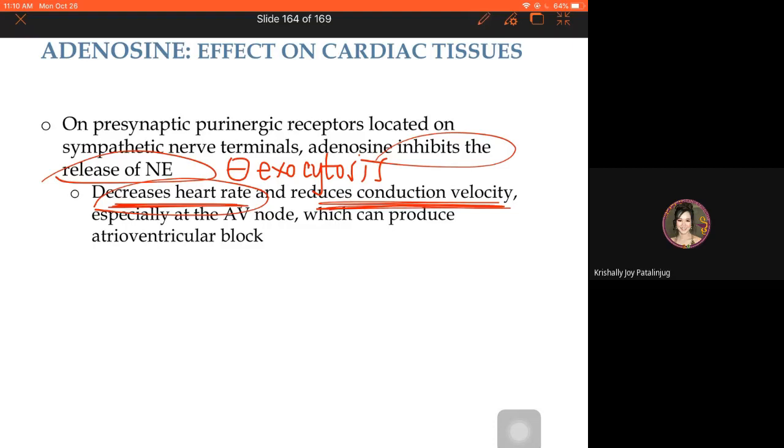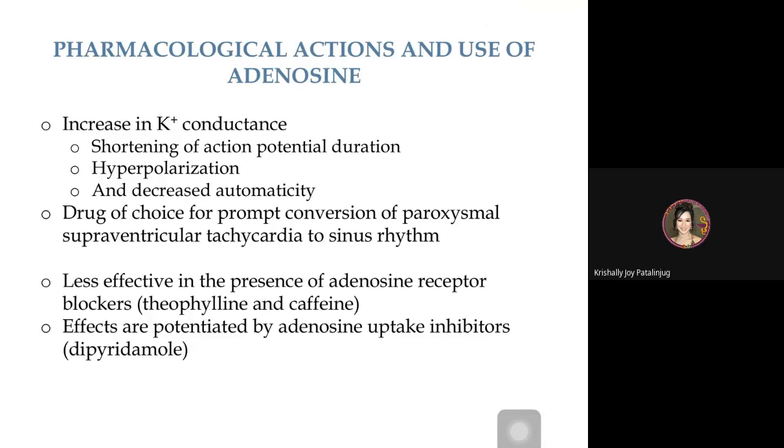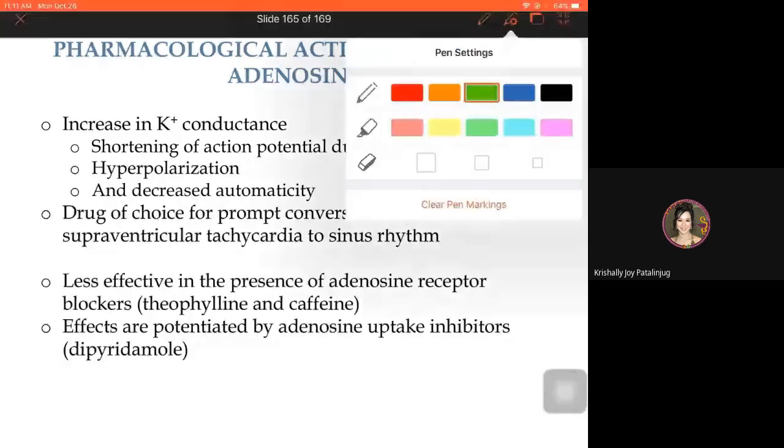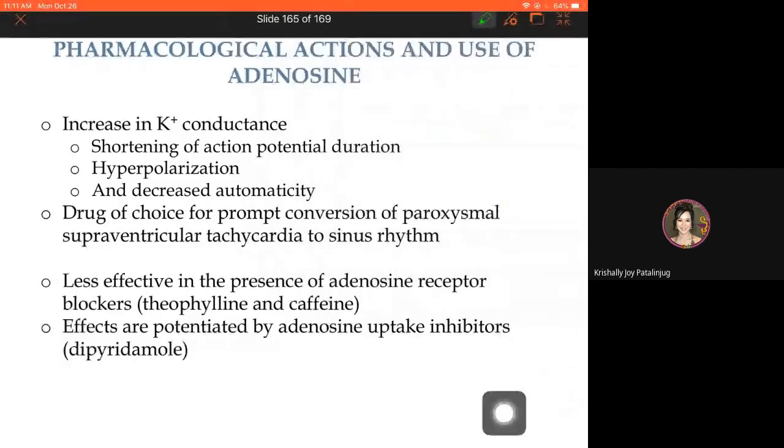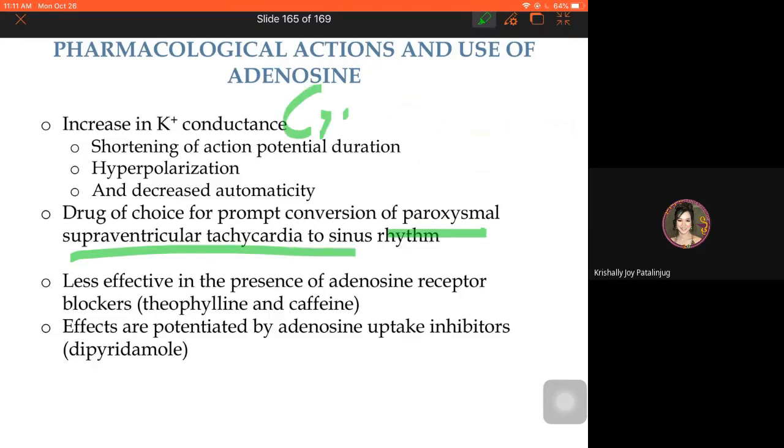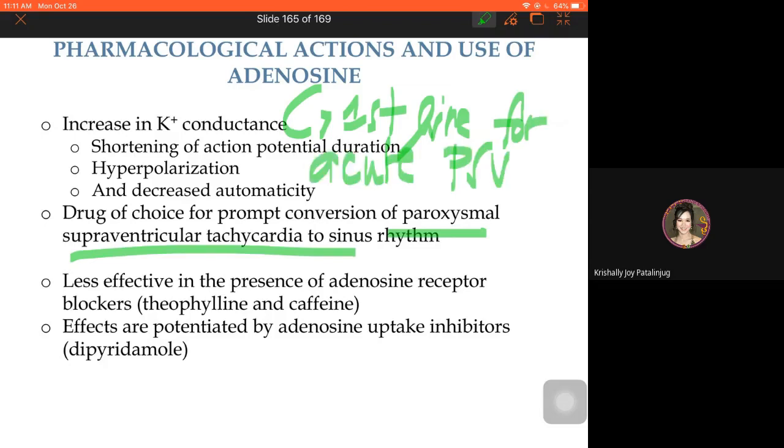Okay? So that is for the actions of adenosine, mechanically speaking. Then for the pharmacological applications of adenosine, usually adenosine is being used for paroxysmal supraventricular tachycardia. This is being used for PSVT. In fact, take note, si adenosine, siya yung first line for acute PSVT.